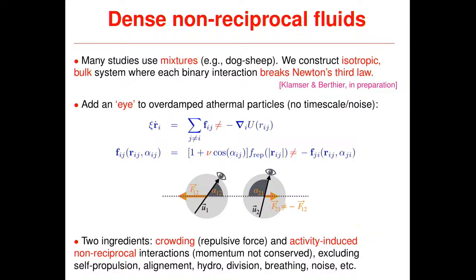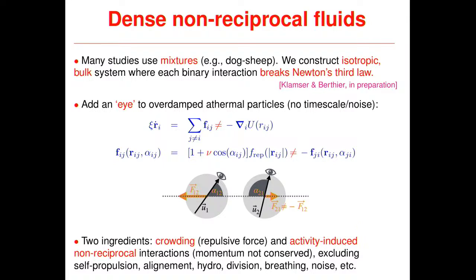So these non-reciprocal interactions, there are many ways to come to this. There are many studies at the moment where people have studied systems composed of A and B particles, and the interactions between A and B particles are non-reciprocal. And you see the emergence of pattern formation. So Golestanian, Marchetti, and everybody has done this. So what we wanted to construct is an isotropic bulk fluid where each pair of interactions would be non-reciprocal.